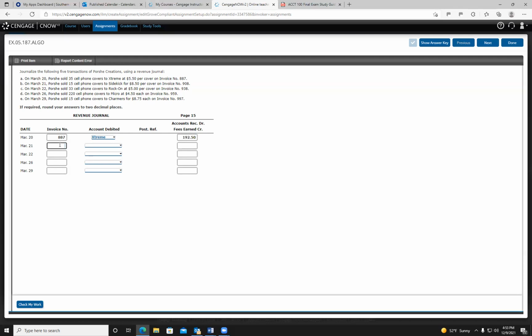On March 24th, Porsche sold 15 cell phone covers to Sidekick for $8.50 per cover, on invoice number 908. So let's go ahead and record invoice number 908. Select Sidekick, that's the customer we sold it to. And we'll take 15 times $8.50, and that's going to equal $127.50.